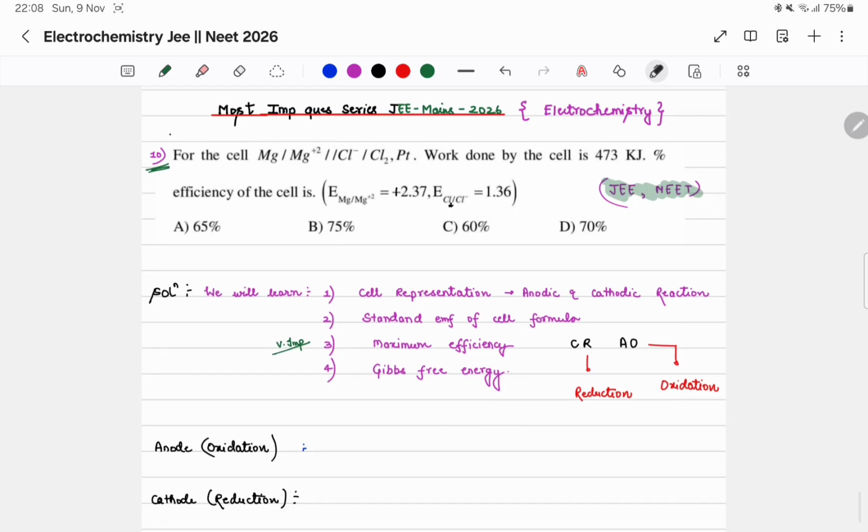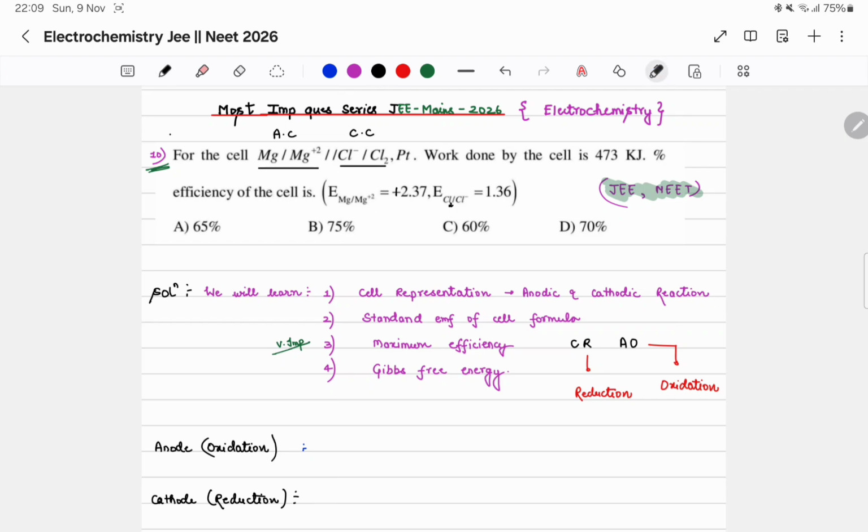Now check it. From this single question only we are going to understand cell representation, and from cell representation how to write the anode and cathode reactions. That is a very important step for JEE, NEET, boards, everywhere. Second is the standard EMF of cell formula. Third, the most important, is the maximum efficiency concept, which is related to Gibbs energy. Before proceeding with this question, I want to give you an idea. The left side of the salt bridge represents the anodic compartment, and the right side of the salt bridge represents the cathodic compartment.